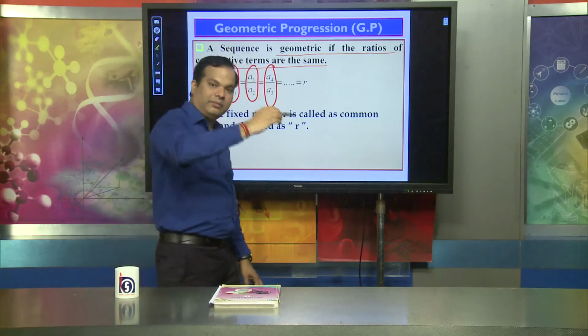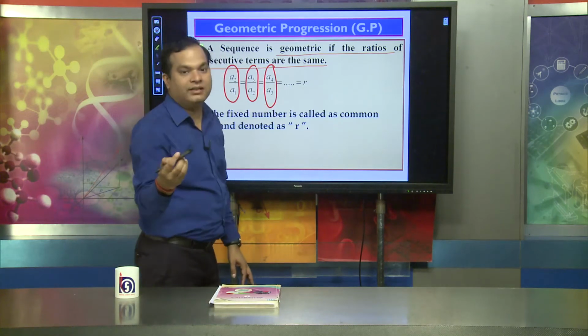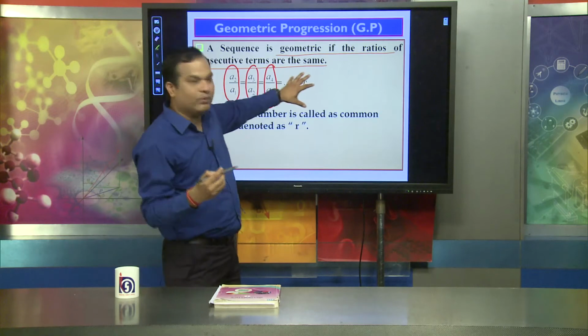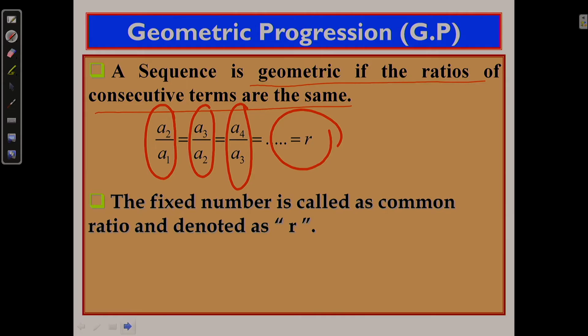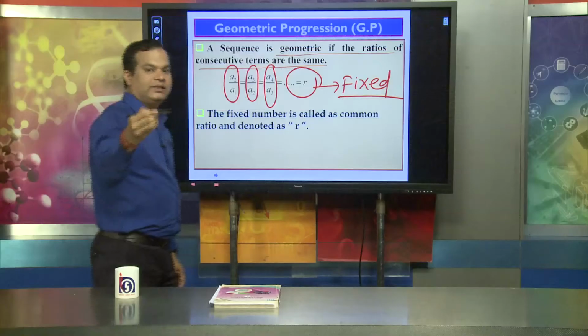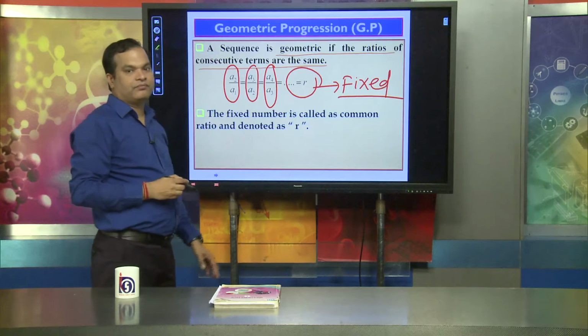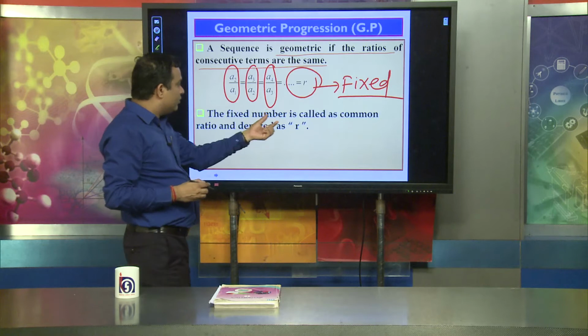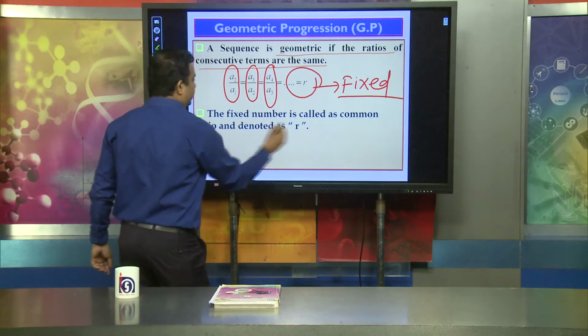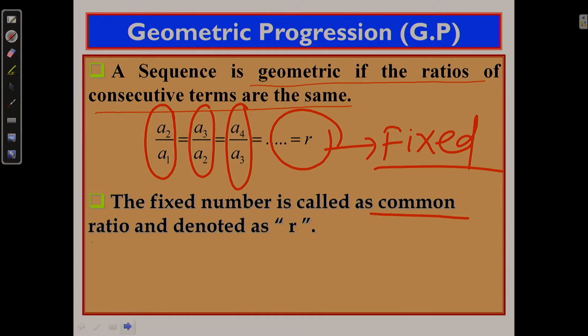In the case of arithmetic progression, we call it D, the difference. Here it is the ratio, so it is denoted as R. But R must have a fixed value. Then we can say this is a geometric progression. And the fixed number is called the common ratio and is denoted as R.